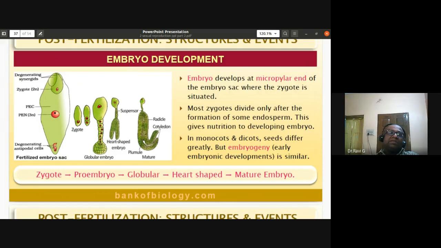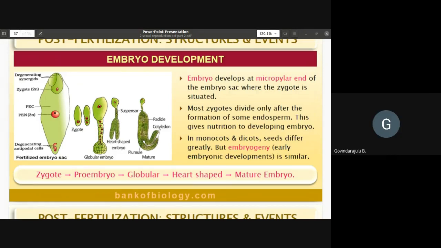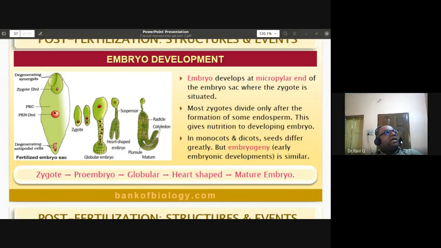Someone has a doubt? Sir, for free nuclear endosperm, other than coconut, is there any other fruit example? Free nuclear endosperm, I think coconut is the best example. I have not come across any other examples. Generally I've read only one example, that is coconut.